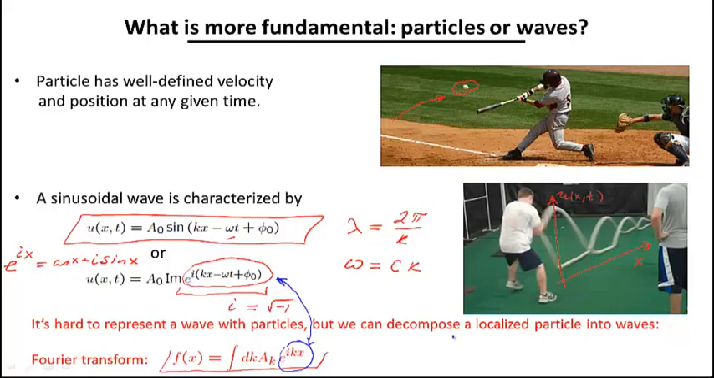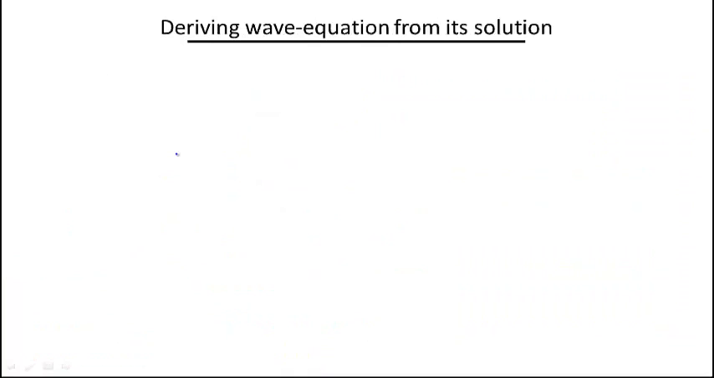In particular, what we can do is consider, let's say in this case, a function f of x, which has a very sharp peak with some narrow spread, let's say delta x, around this location. And if this is our f of x, we can represent this f of x in terms of these waves, and this would be a decomposition of a particle-like entity into waves.